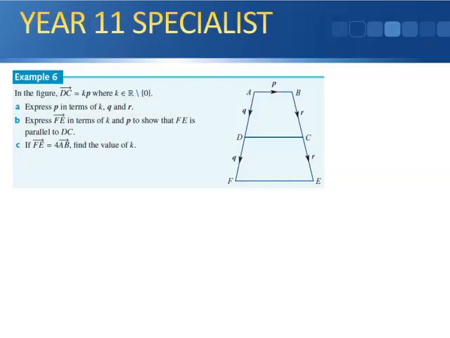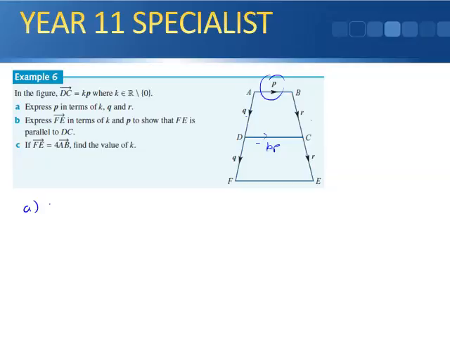Example 6. In the figure, DC equals KP. D to C, that's going to be KP. K, of course, cannot be 0. Part A, express P in terms of K, Q, and R. There's my P there. In terms of K, which is that one, Q, and R.